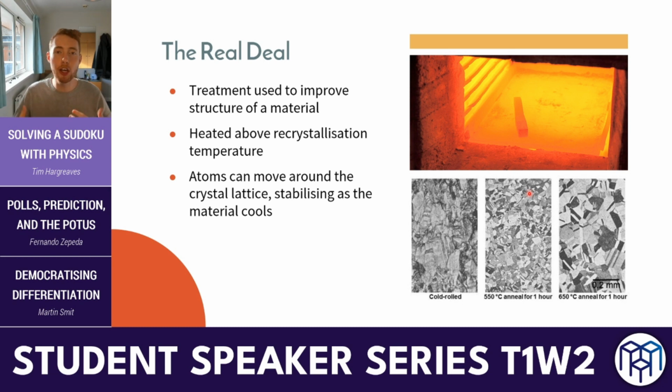And then as we slowly cool down the metal, the atoms will slot into better positions in the crystal lattice than they were before, ending up with a much more crystalline structure in the end. An example of this is at the bottom here. This is just a standard material with no heat treatment, and then two other ones have been heated to 550 and 650 degrees Celsius. And we see that the one on the right has a much more crystalline and ordered structure, as the atoms were able to move around and, as they cool, slot down into the correct positions.